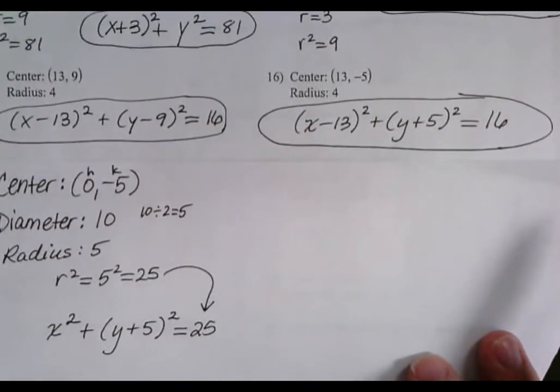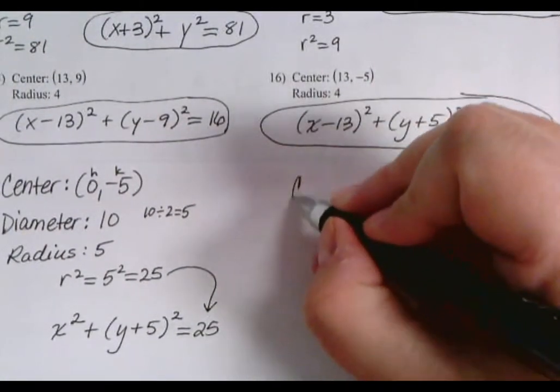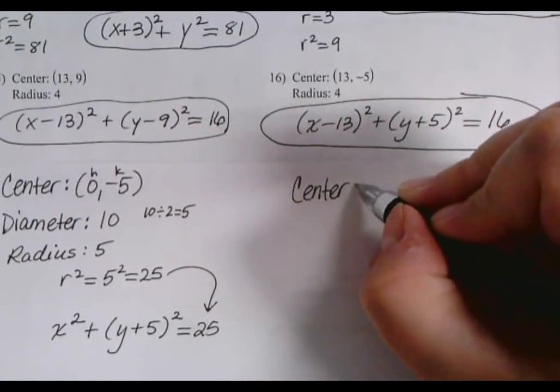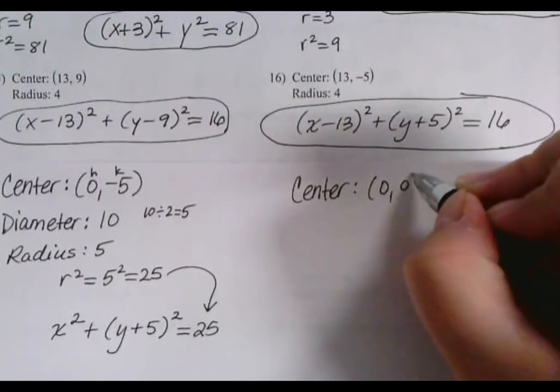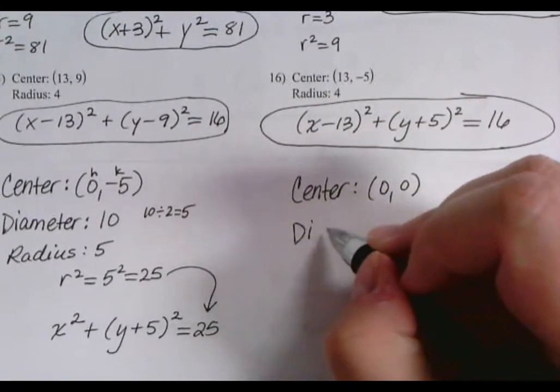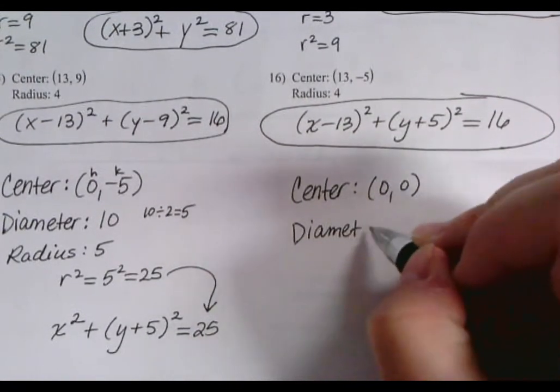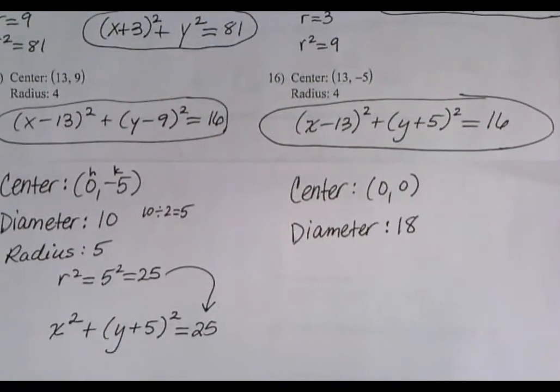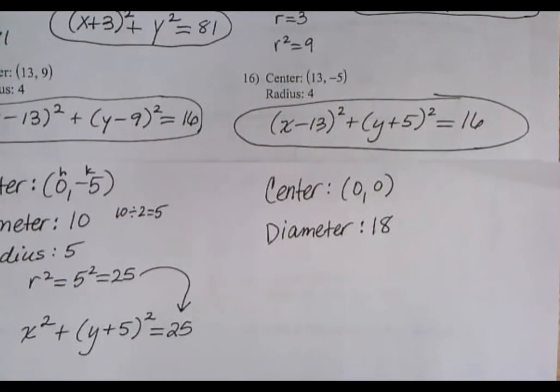Let me give you one more to practice that's like that. Let's say the center is at, why not go with 0, 0? And the diameter is 18. Write the equation for that circle. A circle with a center of 0, 0 and a diameter of 18. Hit pause if you need to, because I'm about to go on.